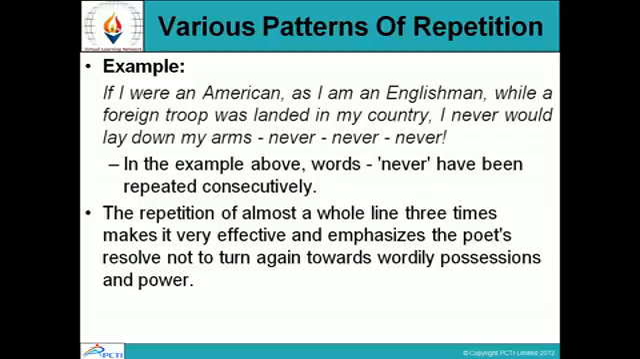Why should the aged eagle stretch its wings? A repetition of almost a whole line 3 times makes it very effective and emphasizes the poet's resolve not to turn again towards worldly possessions and power.